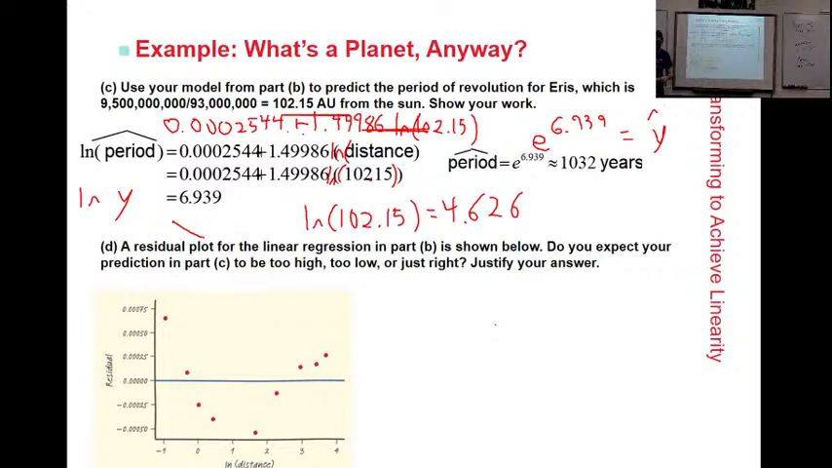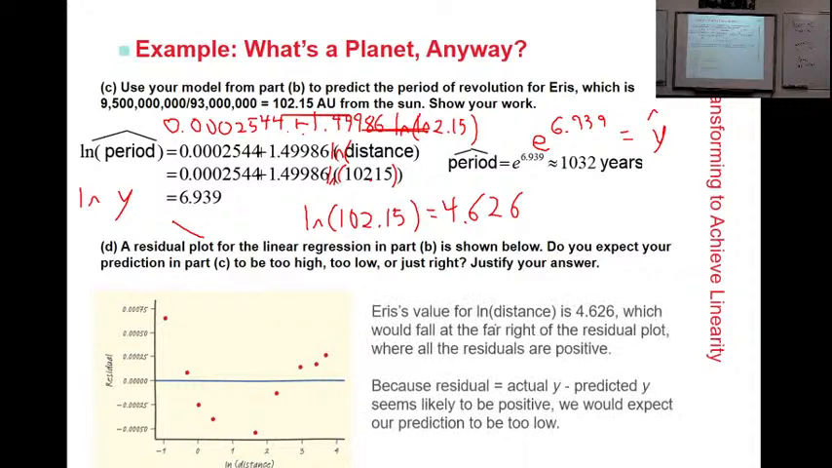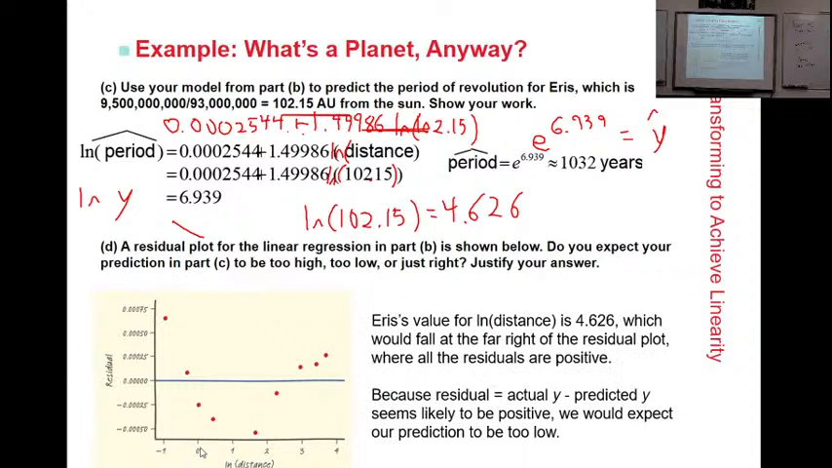Now will it go on? No, it won't. Okay. There it is. At the far right, where all the residuals are positive, because residual is actual minus predicted, or observed minus predicted, seems likely to be positive, we would expect the prediction to be lower than the observed.